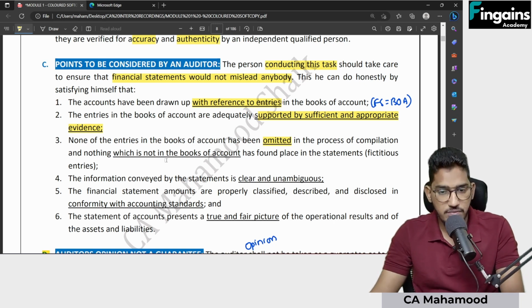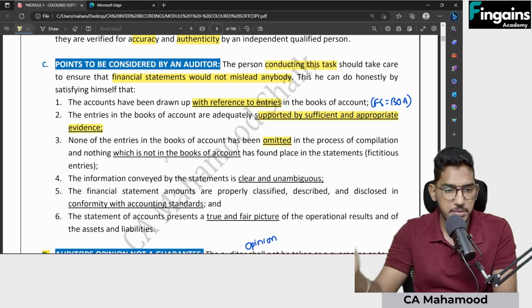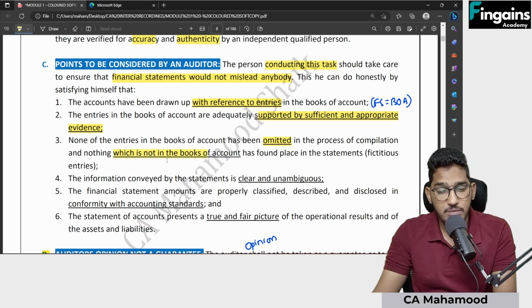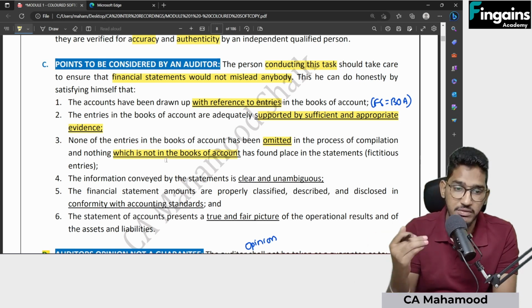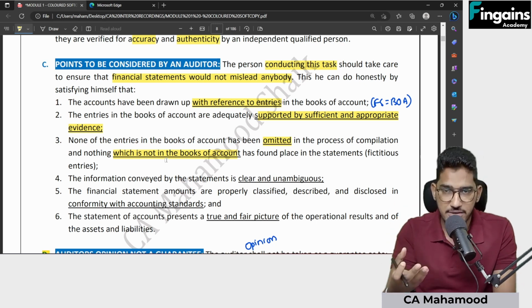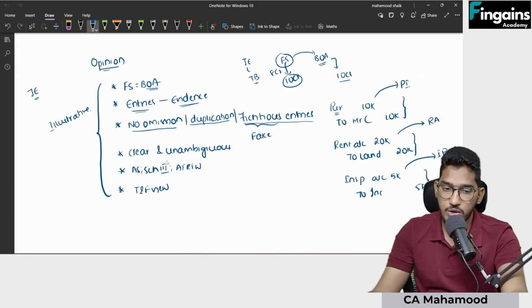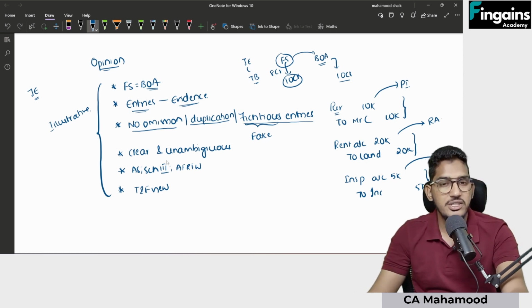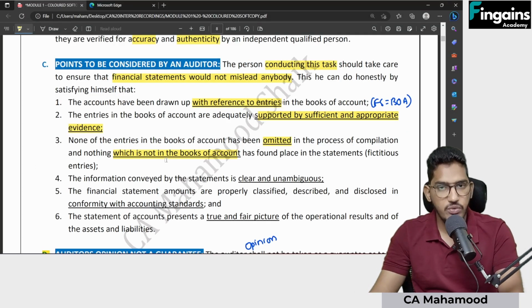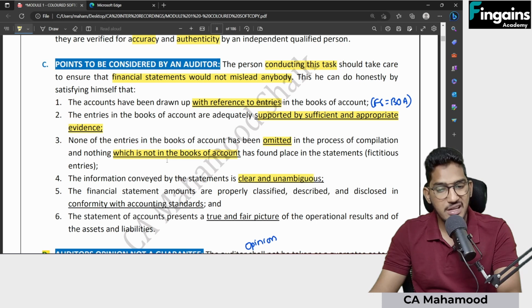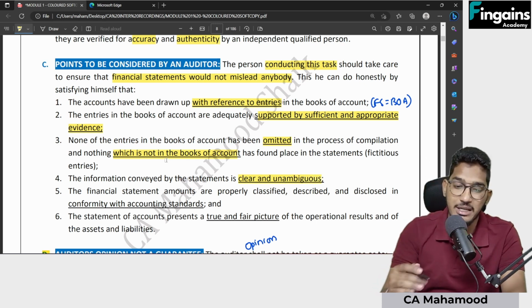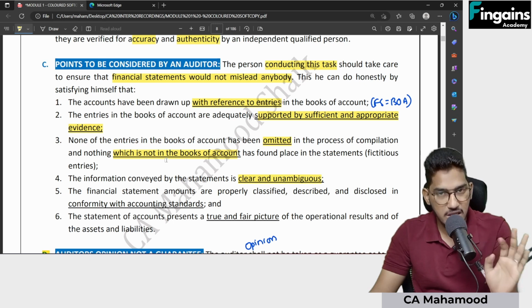None of the entries in the books of accounts have been omitted in the process of compilation. Compilation, in the sense of preparation of financial statements. When you are preparing financial statements, no entry should have been omitted from the books of accounts. And nothing which is not in the books of accounts has found a place in the financial statements. That is nothing but fictitious entries. Whatever has not taken place should not come in the financial statements. That means, as I have told you, there should not be any omissions, and there should not be any fictitious or fake entries. Even genuine entries should not be omitted. And the information conveyed by the statements is clear and unambiguous. Whatever information is presented by the financial statements should be clear and unambiguous.